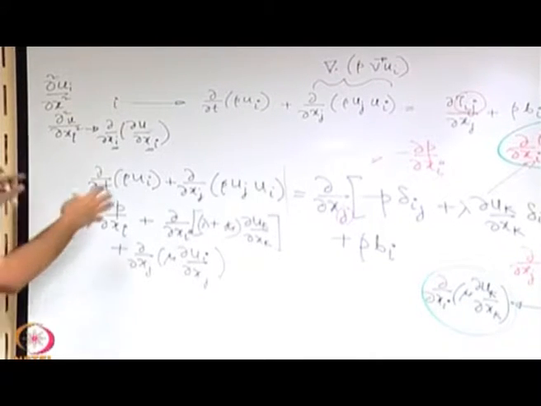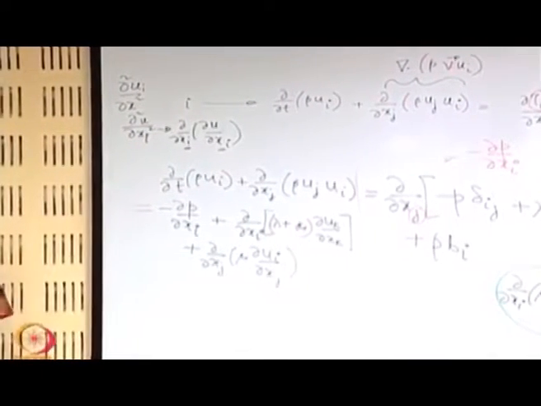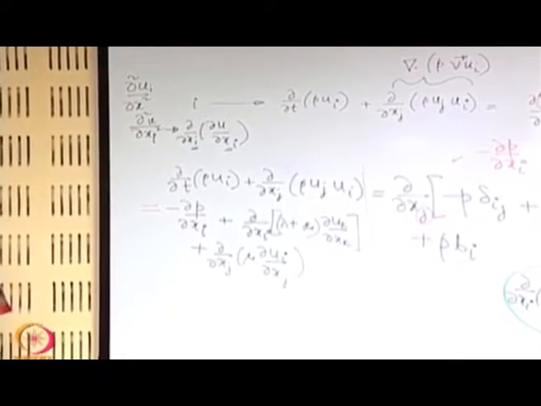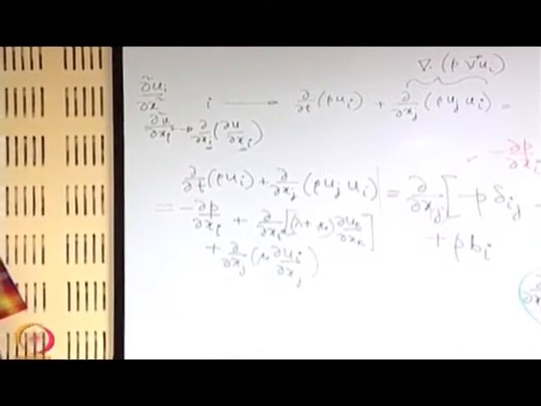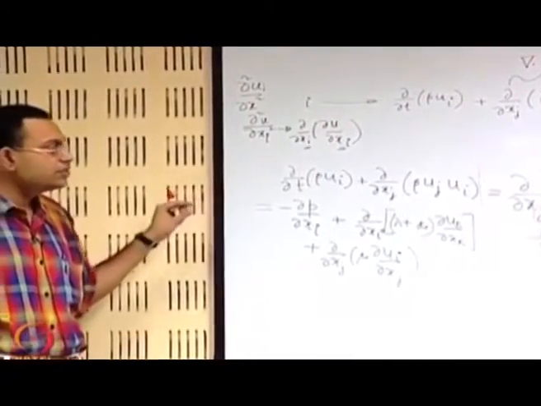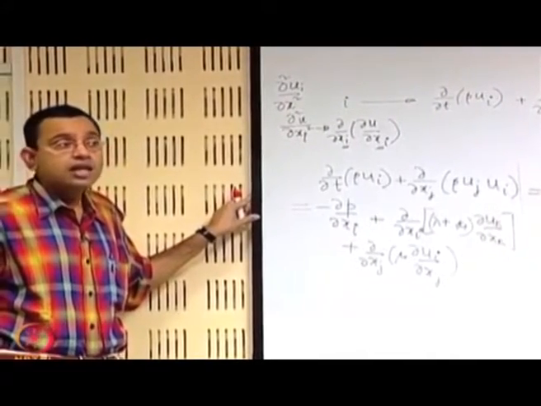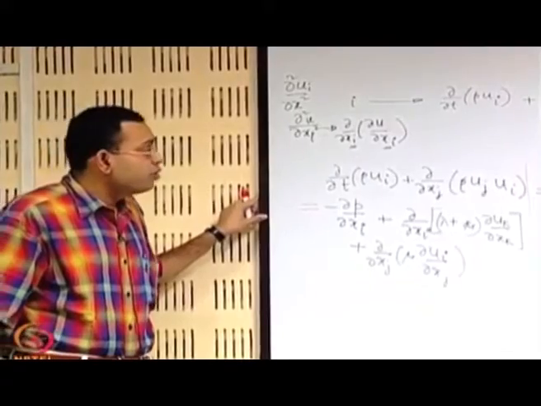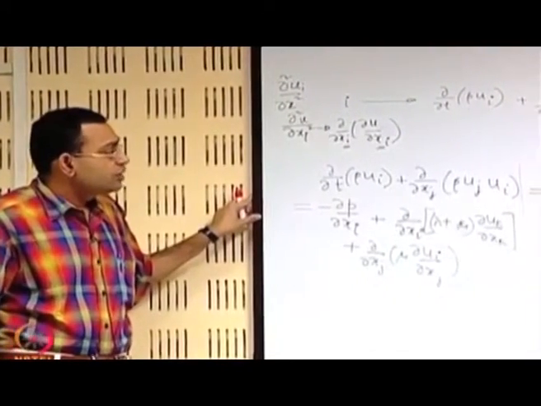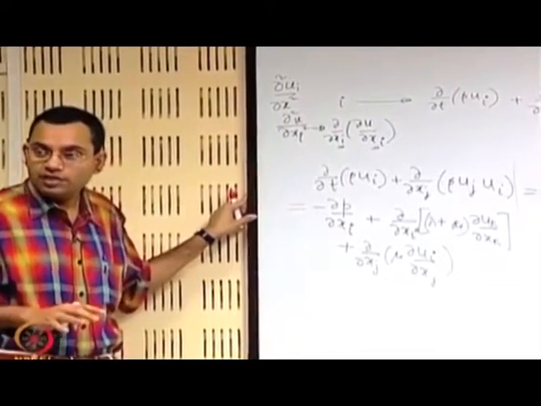So when we have come to this stage, let us recall what the assumptions are for which it is valid. What are the assumptions? First we started with a stationary reference frame, then the next assumptions: Newtonian fluid and homogeneous isotropic fluid. Stokes hypothesis not yet imposed, right.